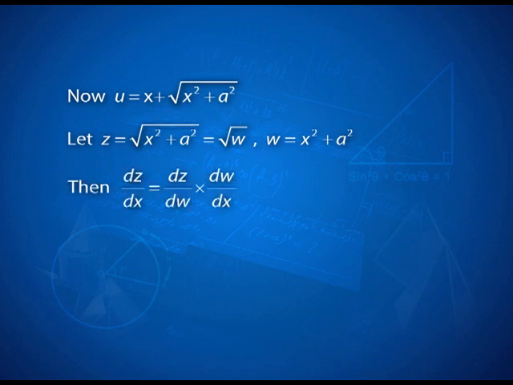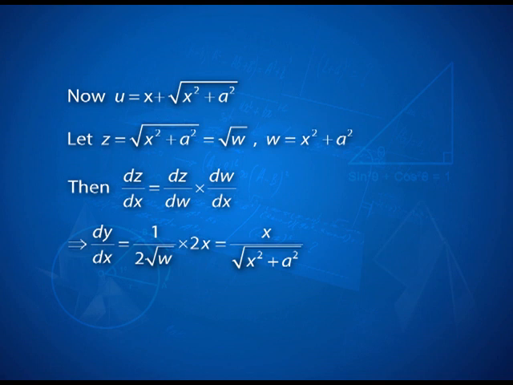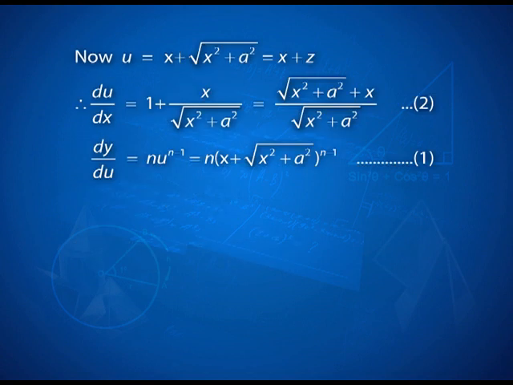So, dz by dx, that is the derivative of z with respect to x, is nothing but the derivative of z with respect to w into the derivative of w with respect to x, and that is nothing but 1 by 2 root w into 2x. Put back the value of w and you have the derivative of z with respect to x. So, our u, which was nothing but x plus z, has the derivative ready as 1 plus x by root x square plus a square, which may be again rewritten.